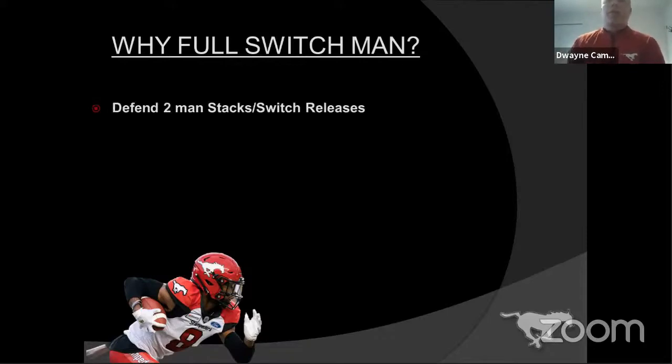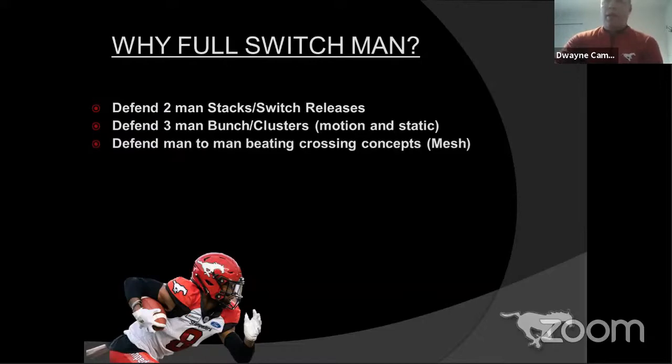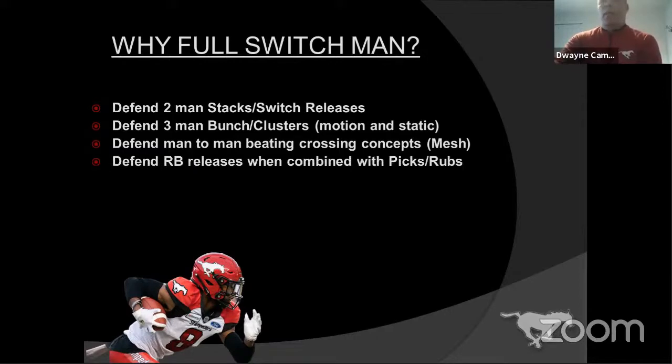Okay. So that we can defend effectively two-man stacks and switch releases between defensive backs. So we can defend three-man bunch and clusters, both motion and static between defensive backs. So we can defend man-to-man beating crossing concepts like mesh, where defensive backs are getting picked off or they're just getting beat because they're playing outside leverage and the receiver's fast and he just runs away from them. And by the time they catch him, it's a first down. These things are all in place to help you with that, right?